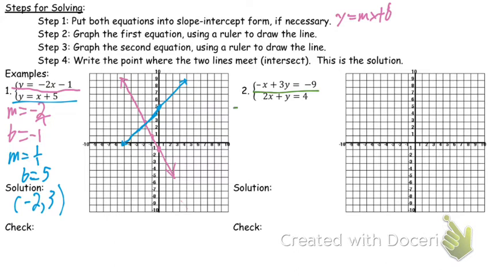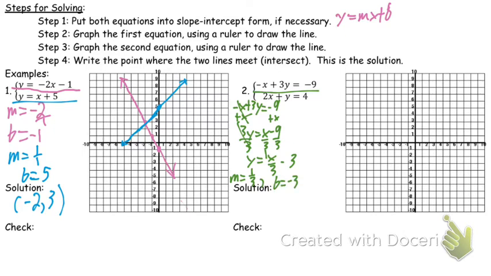So we're going to have negative x plus 3y equals negative 9, and we're going to add x. So we're going to have 3y equals x minus 9. Now what are we going to do? Hannah, what would you do? Divide 3 to both sides. Yeah, divide 3 on absolutely everything. So y is equal to x over 3 minus 3, or 1x over 3. So what's my m and what's my b here? Your m is 1/3. What's my b? Negative 3.